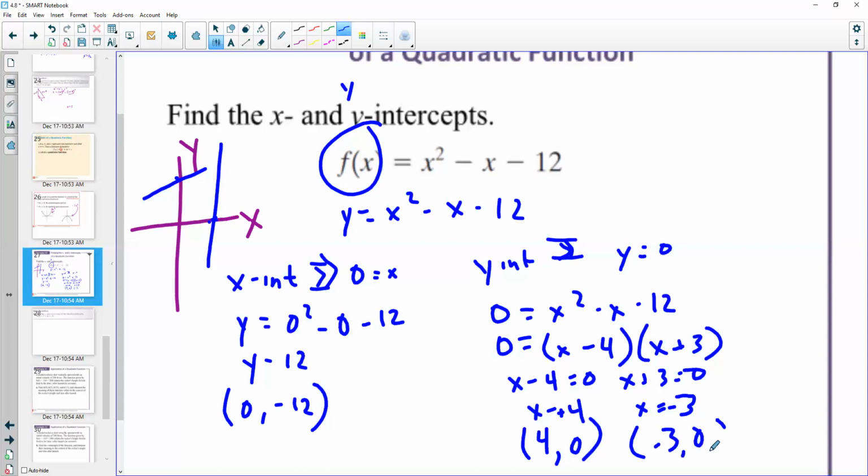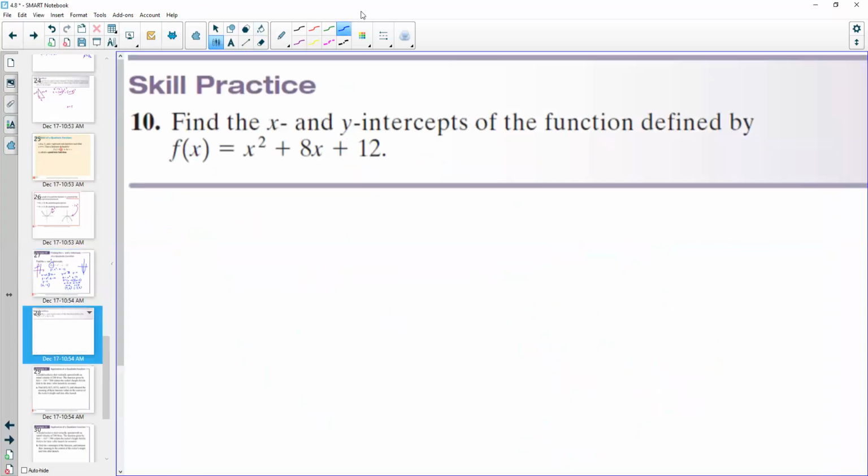And it makes sense because this is a parabola, right? It opens up, and it would be down here at negative 12, and 4 and negative 3. It's kind of like this. That's our graph. All right, you're going to try it for the next one. Remember, this is y equals x squared plus 8x plus 12. One intercept is when x equals 0. The other is when y equals 0.